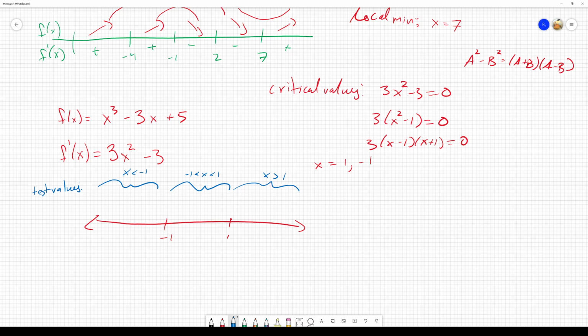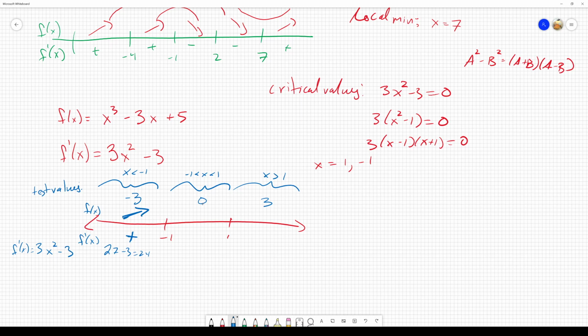So my test value should be, in this case, a number less than negative 1, like maybe negative 3. Between negative 1 and 1, 0 is between negative 1 and 1. And if x is greater than 1, well, positive 3 is greater than 1. And so then I'm going to figure out what 3x squared minus 3 equals. You can just plug this into a calculator. You get 27 minus 3, which is 24. So f prime of negative 3 is 24. That means that f prime is positive, which means f of x must be increasing.